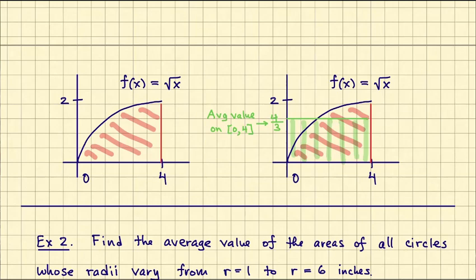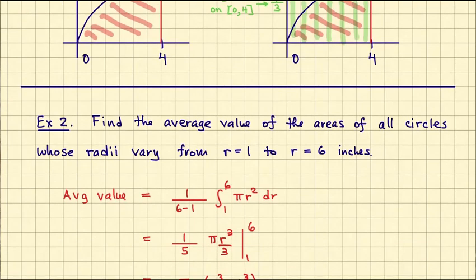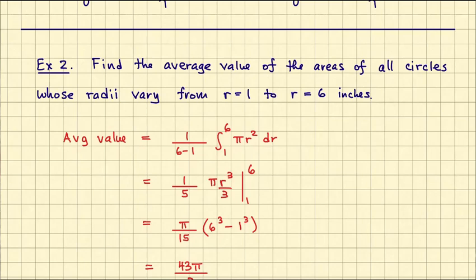This is a very useful concept in a lot of physics, all sorts of applications, finding the average value of a function. For example, let's find the average value of the areas of all circles whose radii vary from r equals 1 to r equals 6 inches. Here our function would be the area function for the circle, so it would be pi r squared. And our interval is going to be an r interval where r ranges from 1 to 6. So we would have 1 over b minus a, integral from a to b of our function. Our function is a function of r, so we're integrating with respect to r.